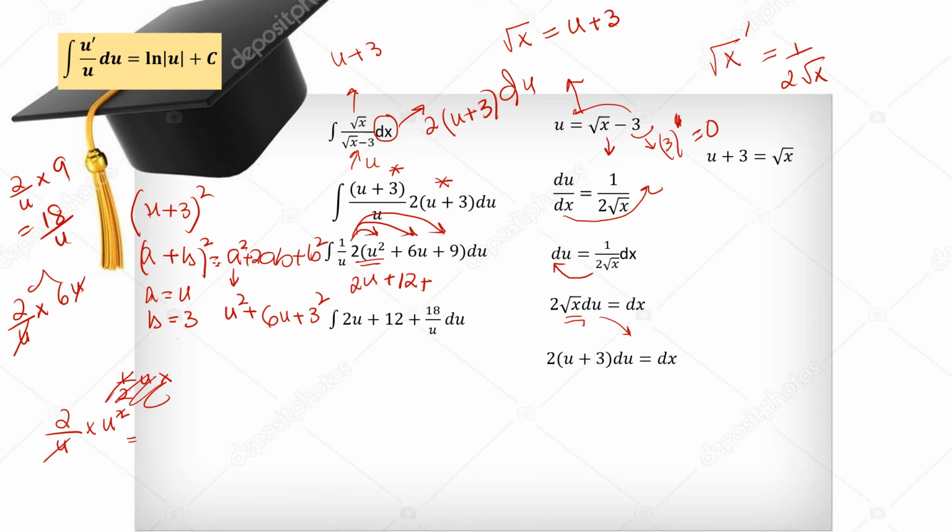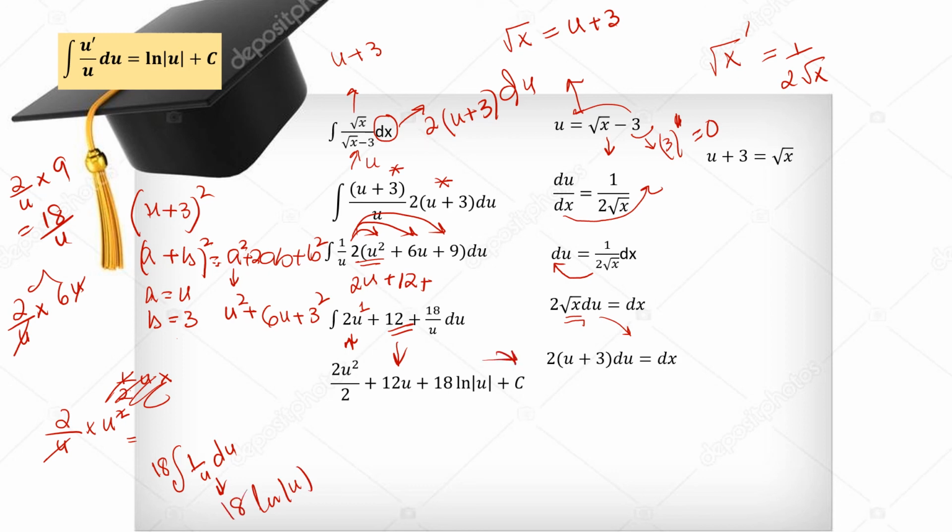So just write it in the proper way, and now take the antiderivative of each and every term. Antiderivative using the power rule, we add 1 to the power, so 2u square over 2, plus 12 is a constant, so the antiderivative will be 12u. 18 over u: 18 is the extra thing, you can bring it outside. 1 over u du is left, and you know that the antiderivative of 1 over u is ln of u. The 18 just copy down. Plus c because of indefinite integrals.